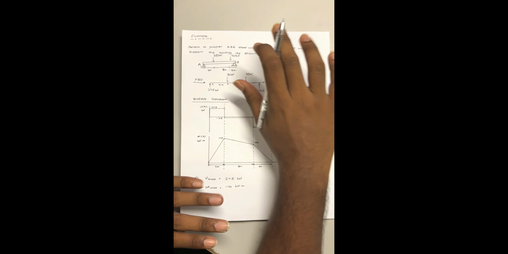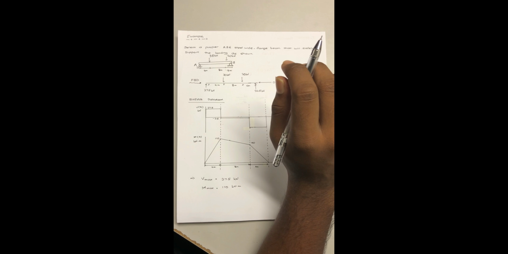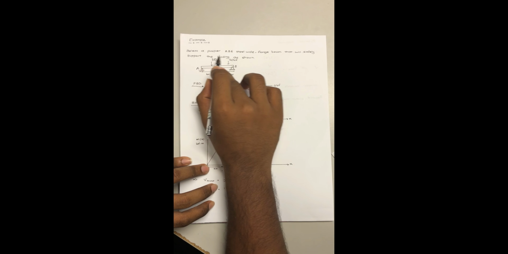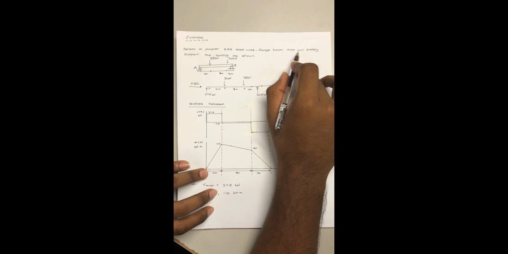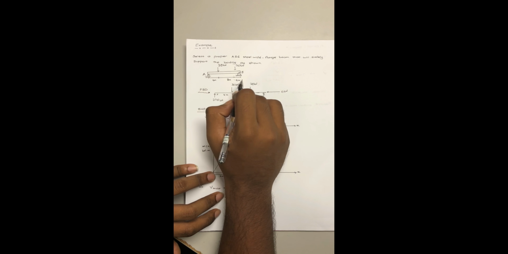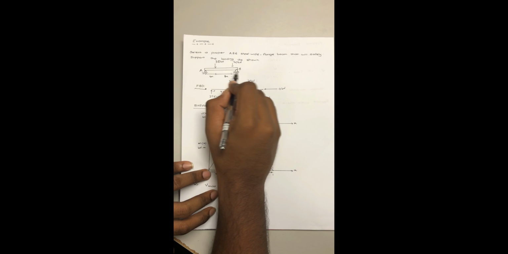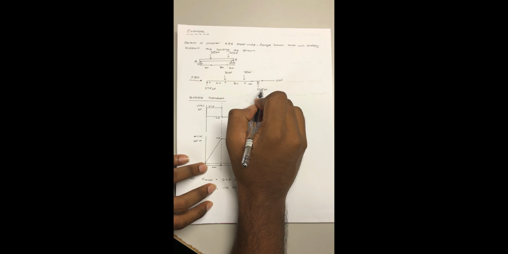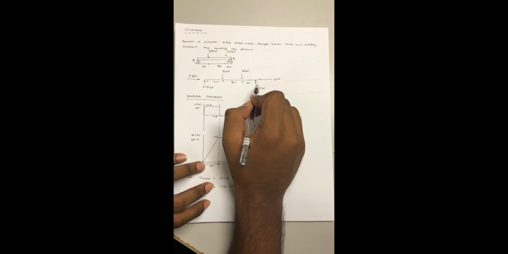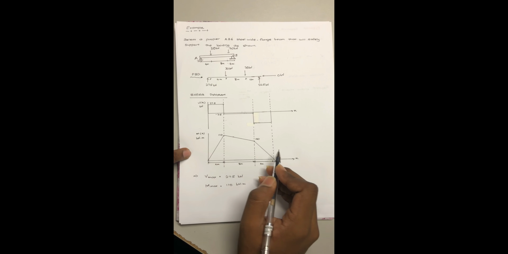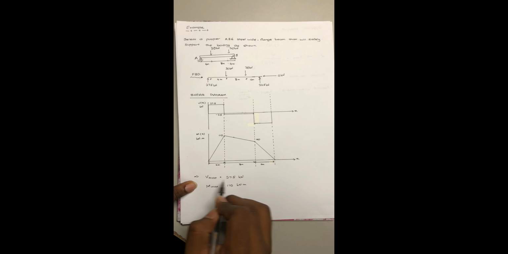Okay, this is one of the examples of the economical section for I-beams. The question is: select a proper A36 steel wide flange beam that will safely support the loading as shown. This is the beam diagram which is given. The free body diagram for the given diagram is this one. The shear diagram and the bending diagram are given, and from those we can conclude the maximum shear and the maximum moment.